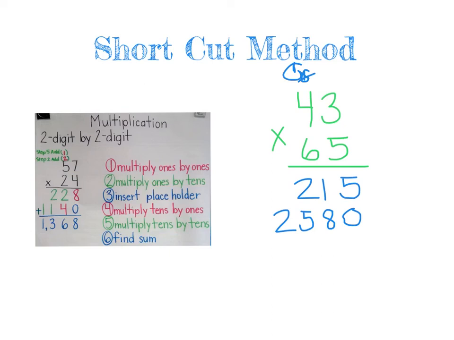Now, step number 6 says find the sum. So I'm going to add these two numbers together. I'm going to add 215 plus 2,580. So 5 plus 0 equals 5, 8 plus 1 equals 9, 5 plus 2 equals 7, and then my 2. So my answer becomes 2,795. So I just reviewed with you the shortcut method. So this would be another method that you can use if you feel more comfortable with the shortcut method.